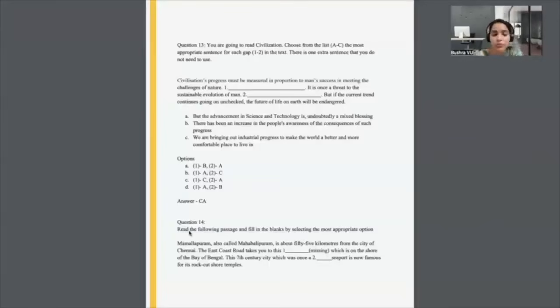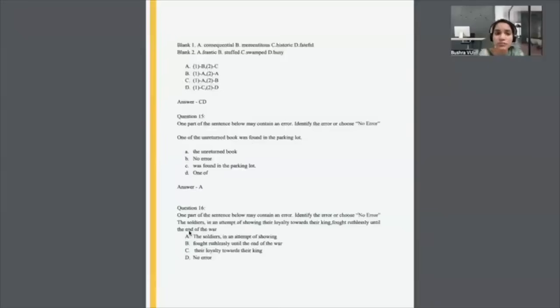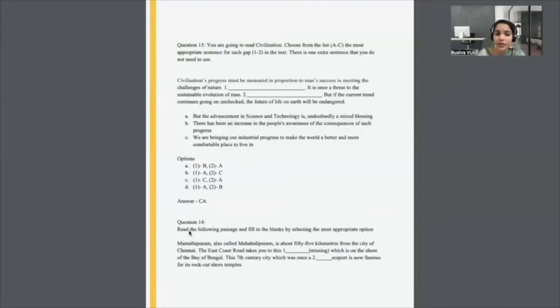Okay, now let's move to the 14th question. Read the following passage and fill in the blanks by selecting the most appropriate option. Mamallapuram, also known as Mahabalipuram, is about 55 kilometers from the city of Chennai. The East Coast Road takes you to this, which is on the shore of the Bay of Bengal. The options are consequential, momentous, historic, fateful.